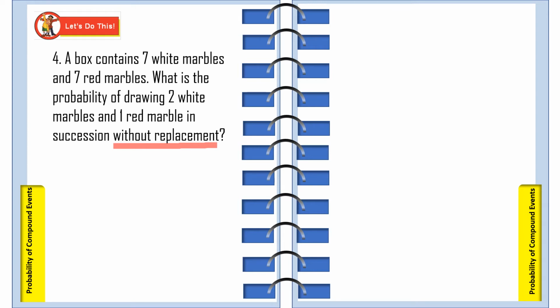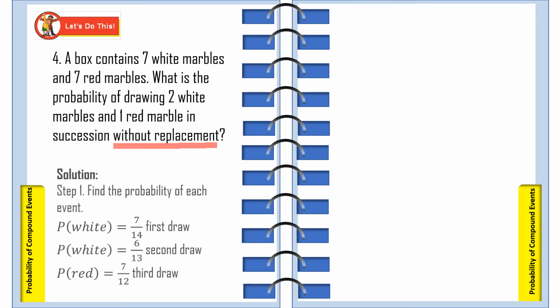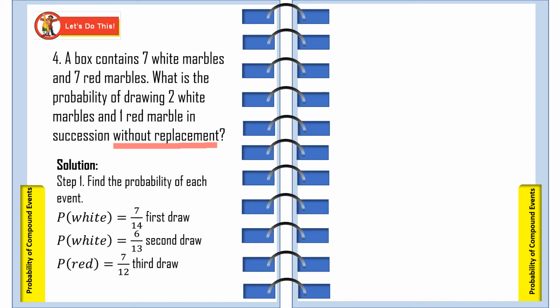So, ibig sabihin, kung titingnan natin, i-analyze natin yung problem. Kapag kumuha natin ng marble, hindi natin siya ibabalik. So, therefore, mababawasan yung total number of marbles sa loob ng box. Diba? So, may effect yon pagdating sa probability. So, tingnan natin, paano natin siya iso-solve. So, for this solution, find the probability of each event. So, ito na ha. Take note of this. Tingnan mabuti. Probability ng white.